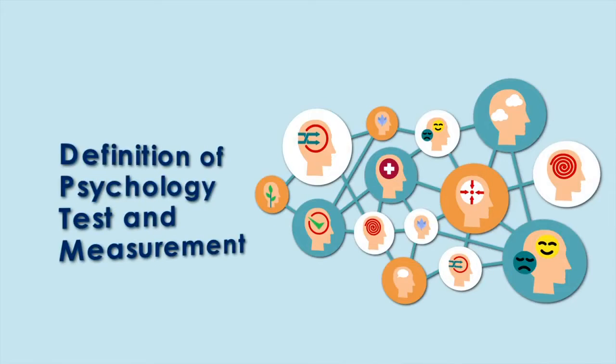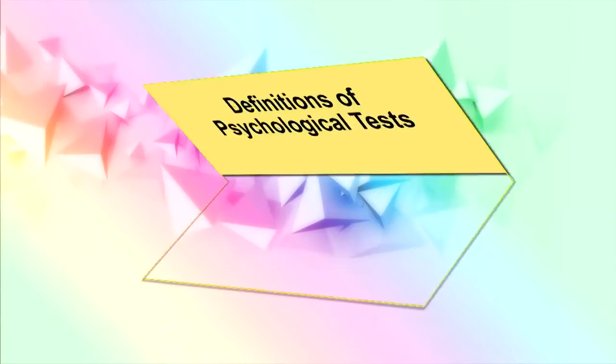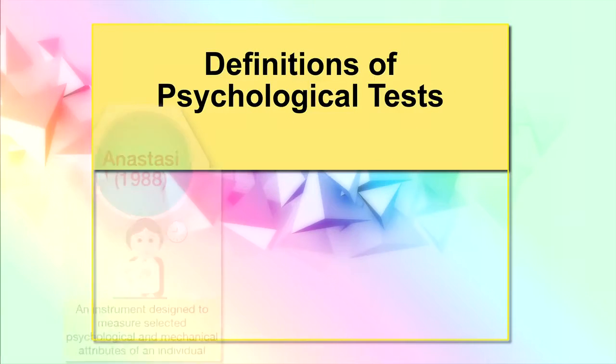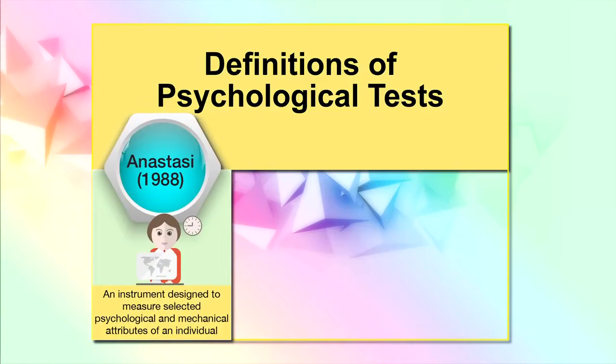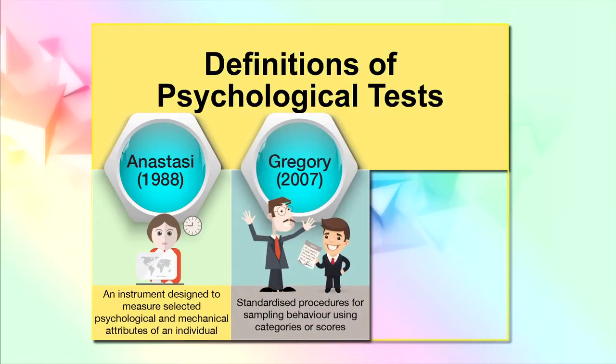First, we need to know what is meant by psychology test and measurement. In the module, it is stated that a test is an instrument designed to measure selected psychological and mechanical attributes of an individual. The academic and scientific definitions of psychology tests and measurement are that they are standardized procedures for sampling behavior and describing it with categories or scores, a popular definition by Gregory.